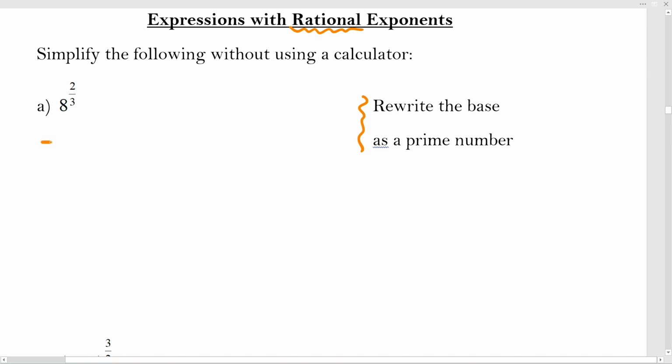Okay, so 8 is 2 to the 3, and my exponent is 2 over 3. So what I'm supposed to do now is I'm supposed to multiply the 2 exponents together because I'm raising the exponent to another exponent, right? And that's actually quite easy.